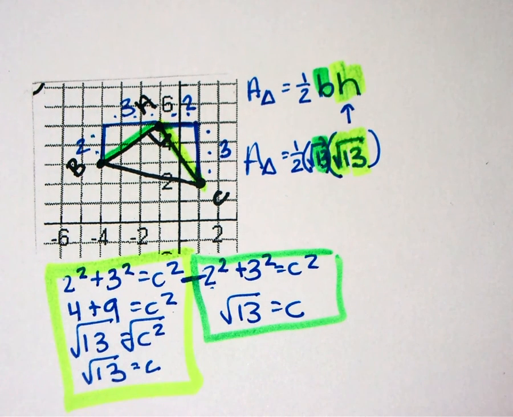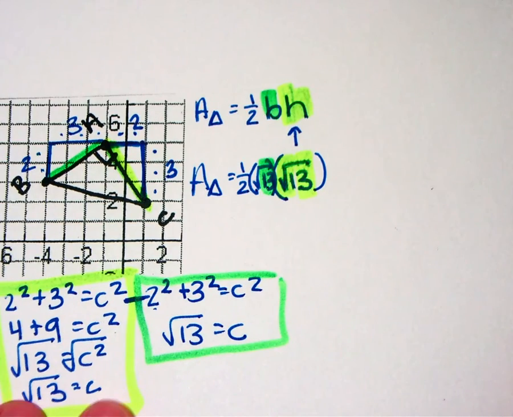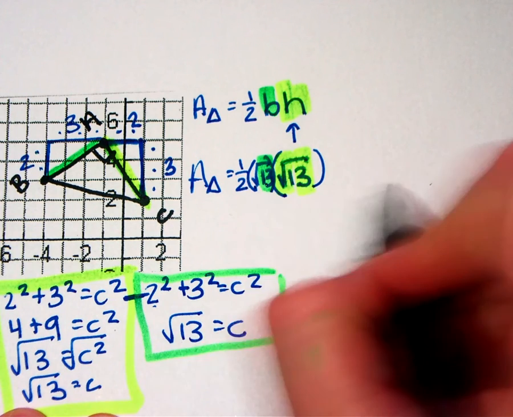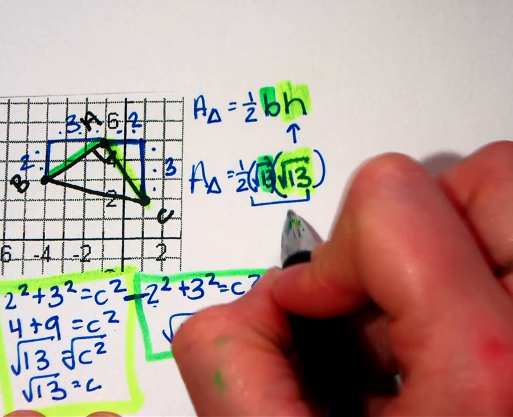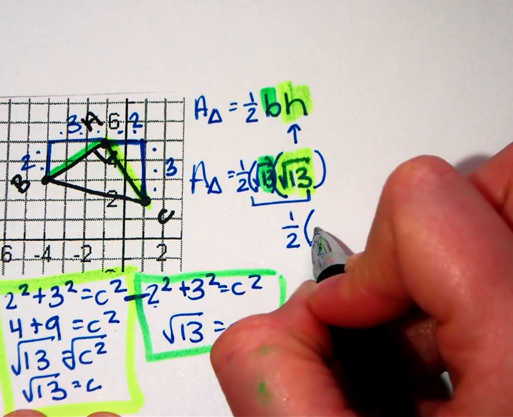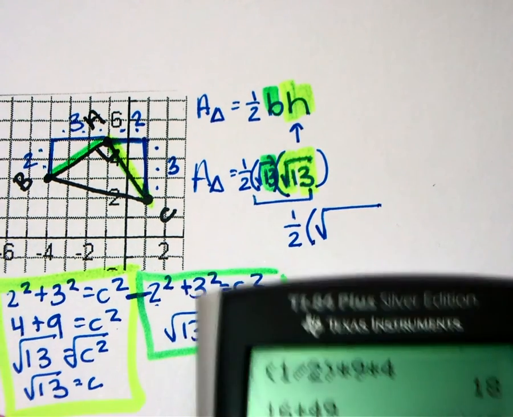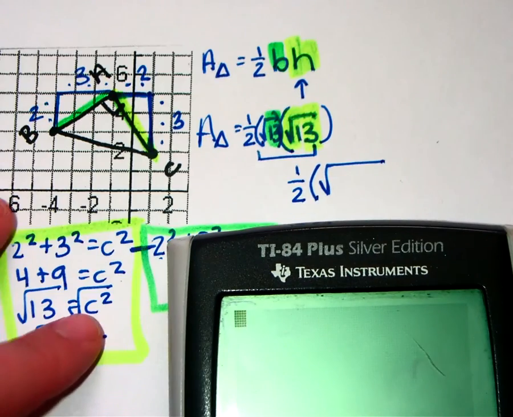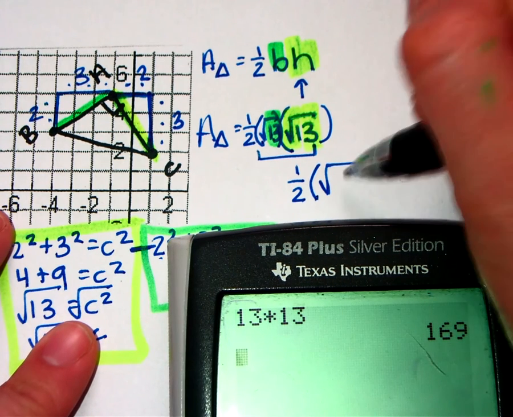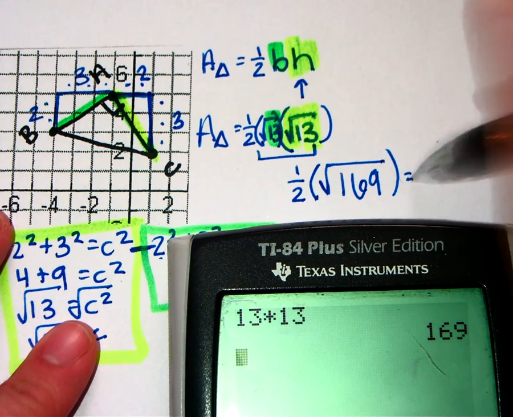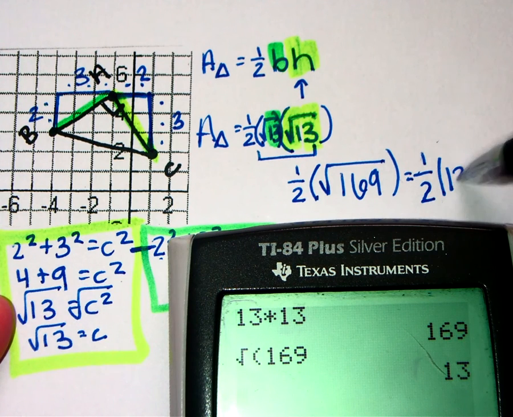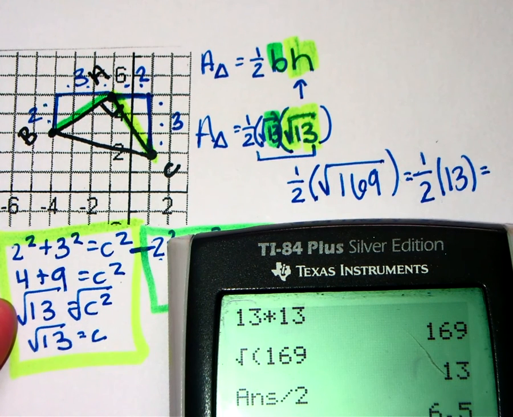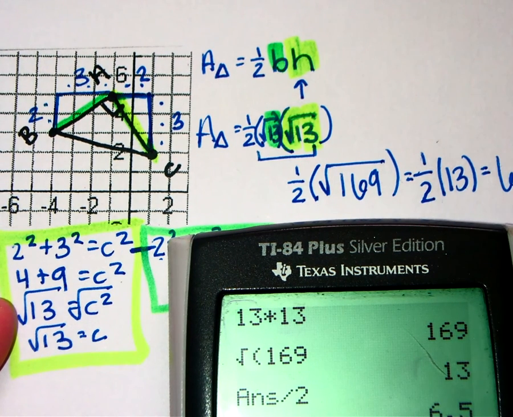Now there's a couple different ways that you can type this into your calculator. To do it by hand, I'll show you the easiest way. When you have two numbers that are the same underneath your square root, you can multiply them. So this now becomes 1/2 times the square root. And what you're going to do in your calculator is just do 13 times 13 to get 169. The square root of 169 just ends up back at 13. So half of 13 is 6.5. So 6.5 units squared.